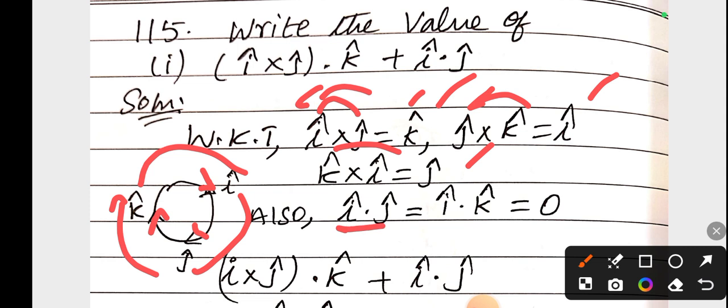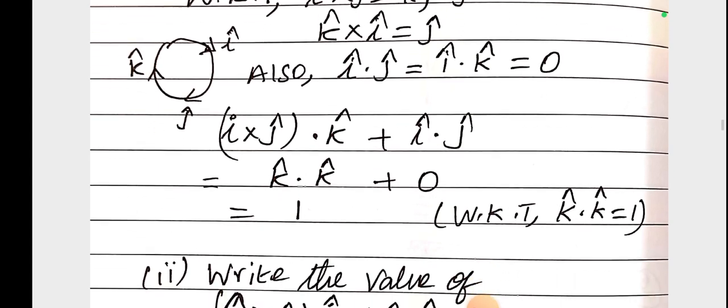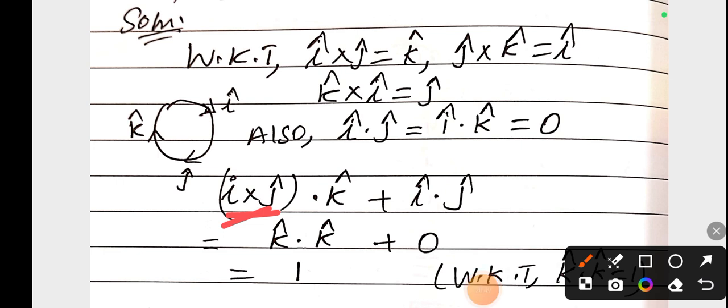Then the dot product. So I dot J, I dot K, the different dot products, come to 0. Only I dot I is 1, J dot J is 1, K dot K is 1. So the dot and cross difference is there. Okay, now what do we have to do? Now just see I dot J, I cross J value.